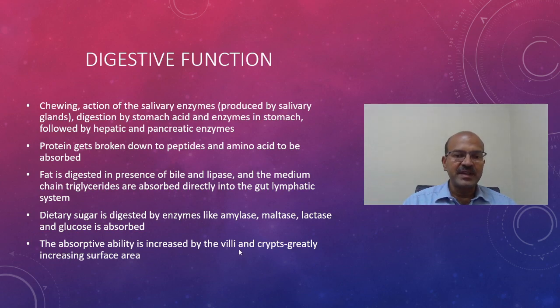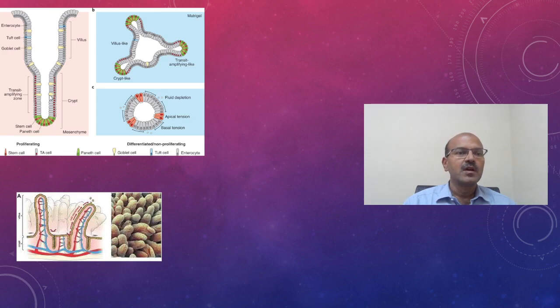The absorptive ability is increased by the villi, which basically expand the surface of the small intestine to the equivalent of more than a football ground, and it greatly increases the surface area for absorption. So this is the close picture of how the villi look. So villi going on to the crypts, and both these increase the surface area.